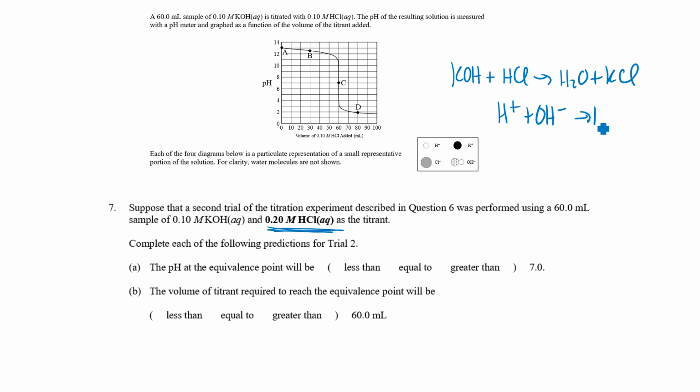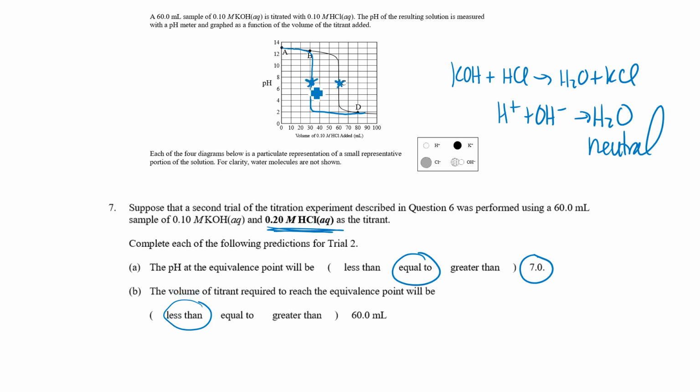So let's write out the net ionic equation. The product of this reaction is still going to be neutral. So at the equivalence point, the pH is still going to be equal to 7. The only difference will be it will take less acid in order to reach the equivalence point. So if I were to sketch this out, it might look a little bit like this. I'll try and freehand this. The equivalence point is still going to be at 7. It's going to be the same as it was there, but it will take less acid to neutralize all of your base. Why? Because the acid is more concentrated in this example.